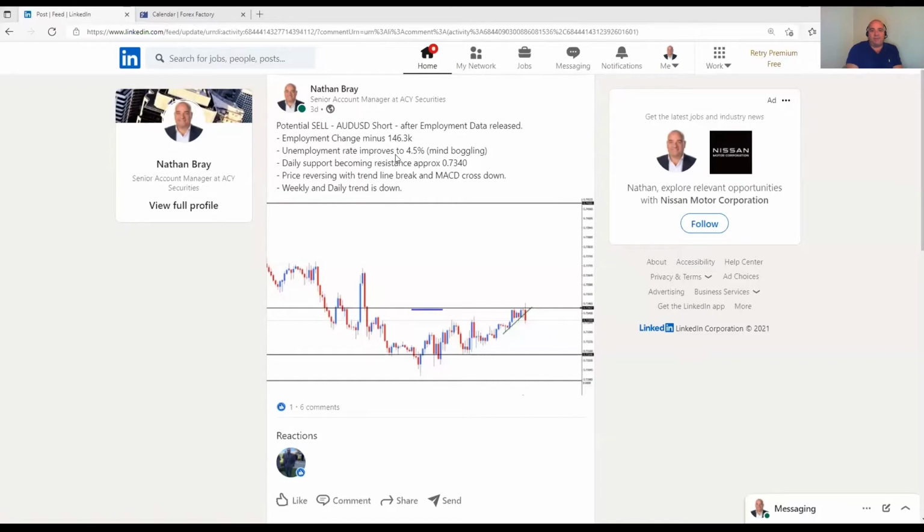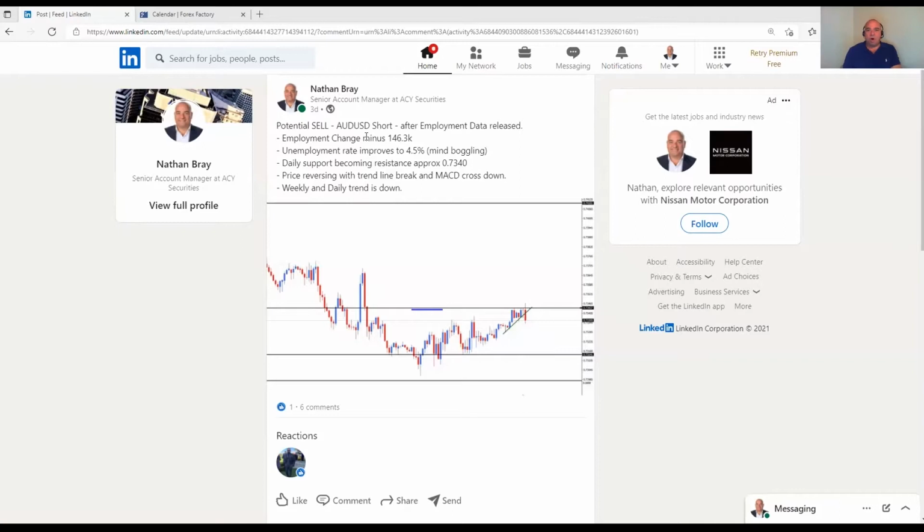So it's one where I said it was a potential short on the Aussie against the US dollar. And this occurred on LinkedIn. I'll show you the LinkedIn page where it went up saying a potential sell on the Aussie against the US dollar. And it was after employment data was released. We had employment data that came out. It was supposed to be pretty bad, but it turned out to be really, really bad. So we'll go through that as well.